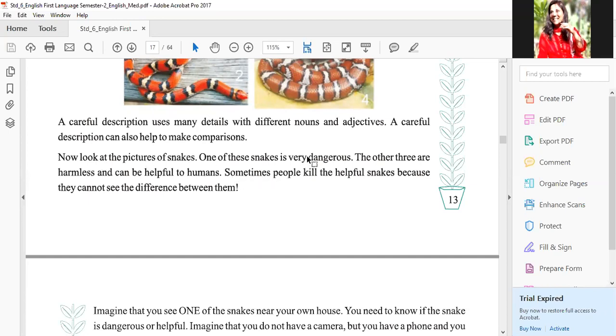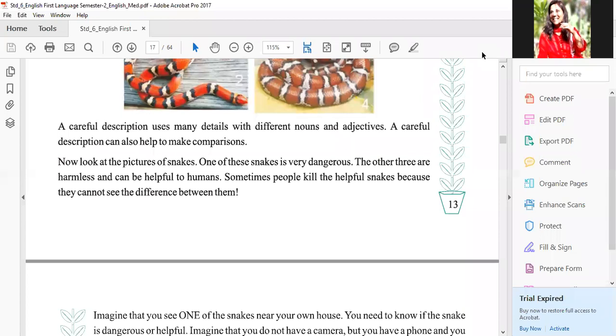One of these snakes is very dangerous. Right, now I told you which snake is dangerous. Can you please tell me in the chat box? One of these snakes is very dangerous. The other three are harmless and can be helpful to humans.